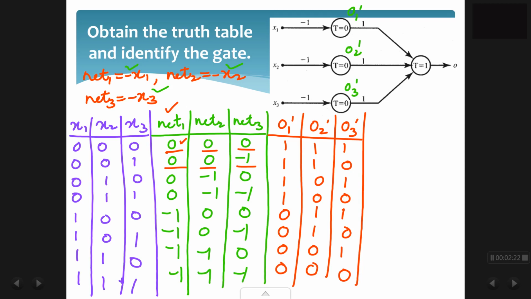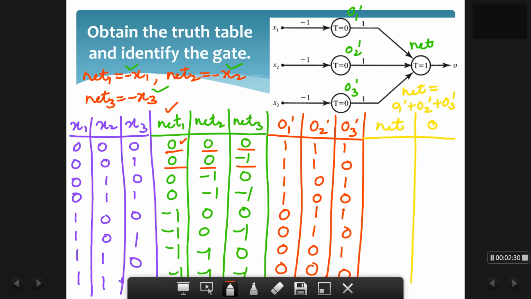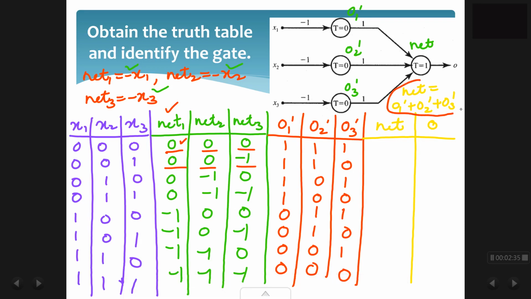Now the next step is to calculate net, and the equation for net we already know. What is the equation for net? The equation for net is O1 dash plus O2 dash plus O3 dash. So I will be calculating net from this particular table. So for the first case it is 3, 2, 2, 1, 2, 1, 1, 0. So we have calculated net.